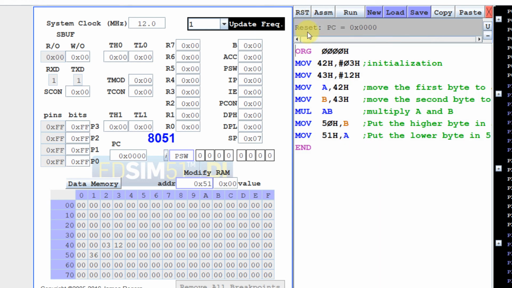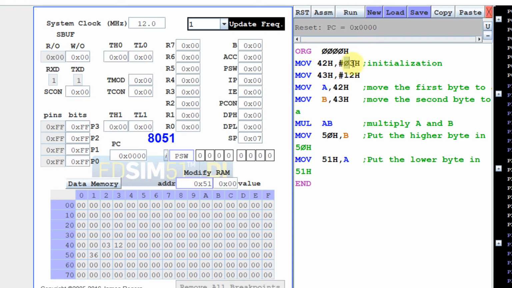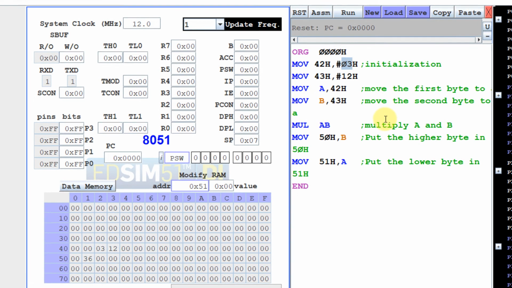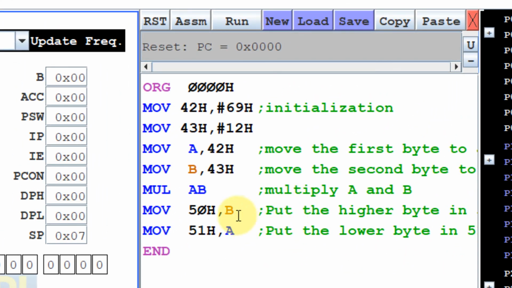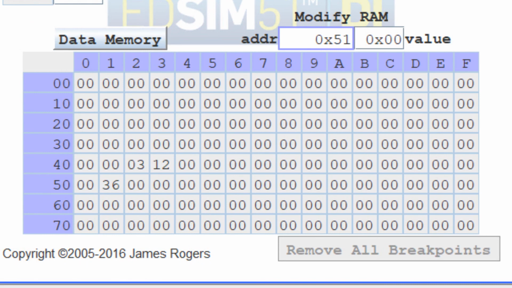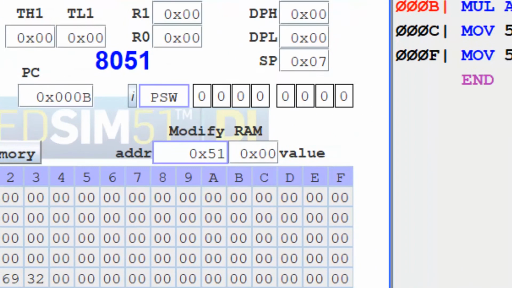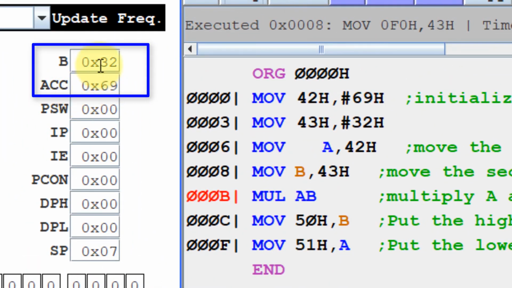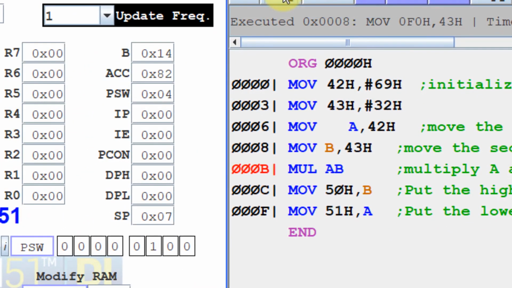We can again restart this program. Just change this data to some larger values, say for example 69 and 32. Assemble the program and run it step by step. So we have got 69 and 32 in the A register and the B register. Now we will multiply these two numbers and see what number is generated.